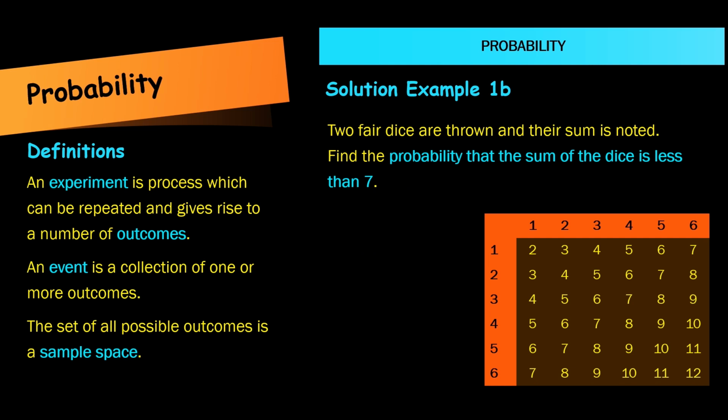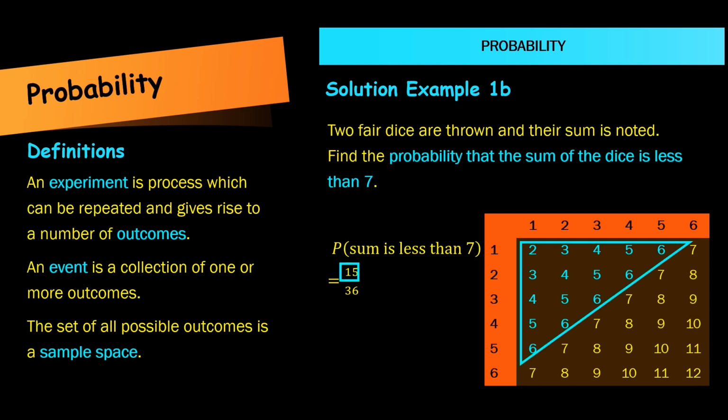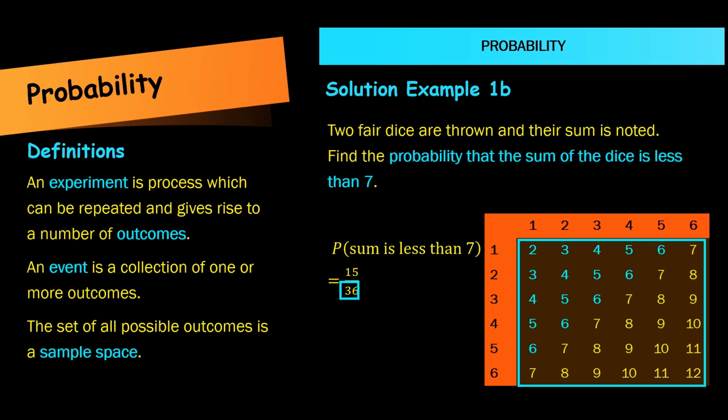And now for part B. Find the probability that the sum of the dice is less than 7. All of these have now been highlighted in red in the table. All these values are less than 7. And there are 15 of them. So the probability that the sum is less than 7 is 15 out of 36.